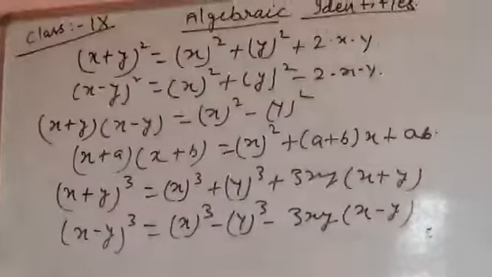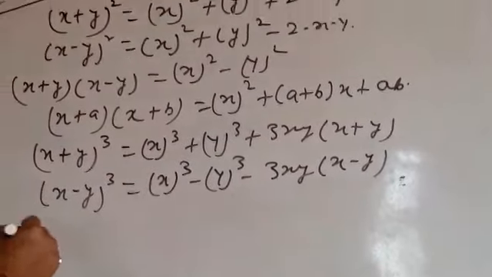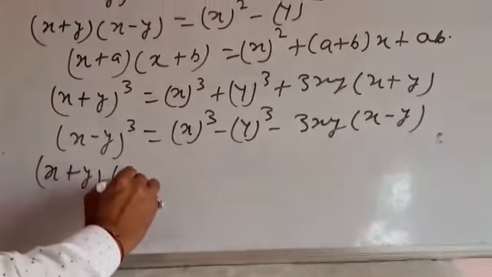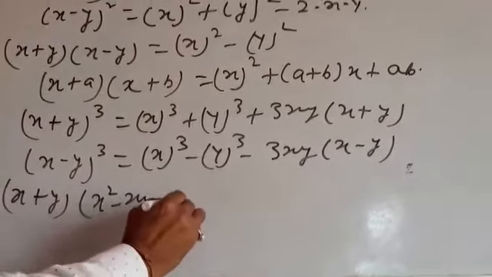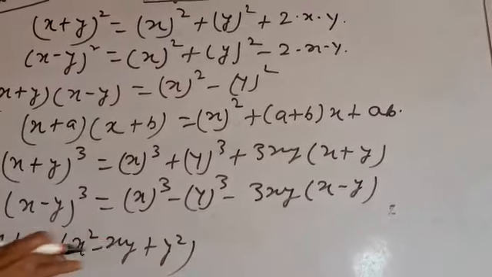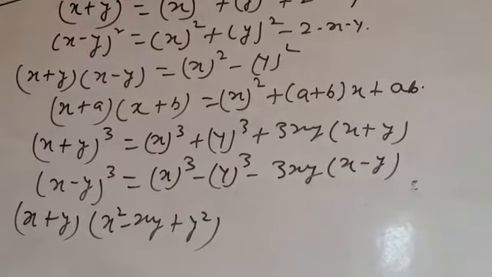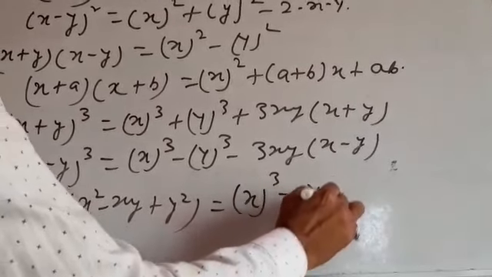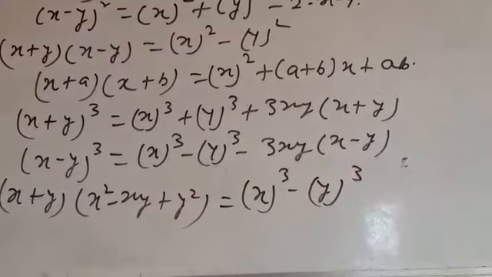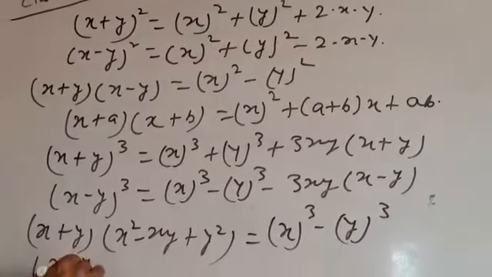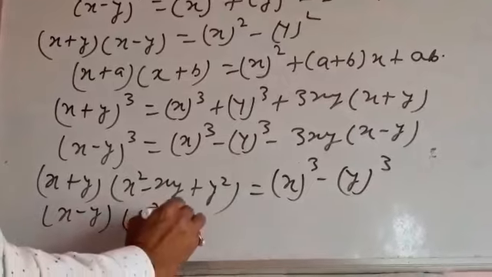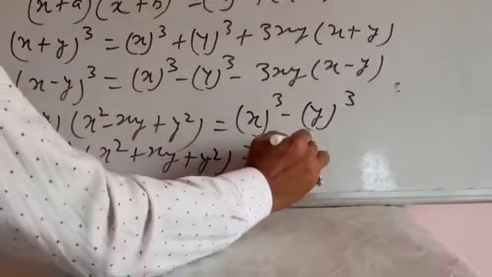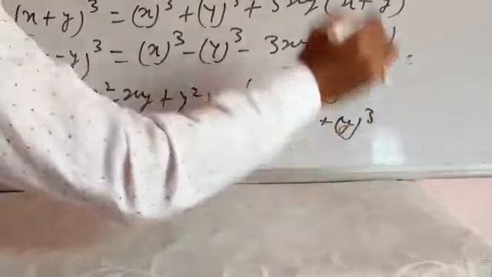I am writing something more, that is (x + y)(x² − xy + y²). Please keep in mind, you must understand the difference between the square and the whole square. This gives you x³ + y³. I am writing one more, (x − y)(x² + xy + y²). This gives you x³ − y³.